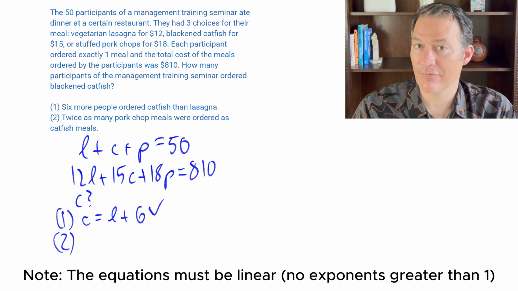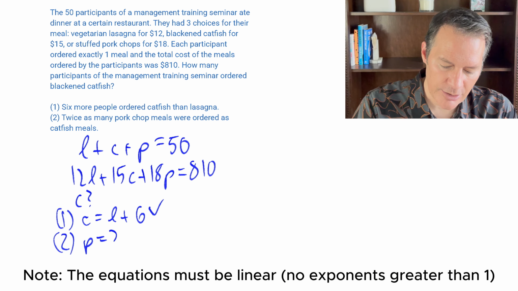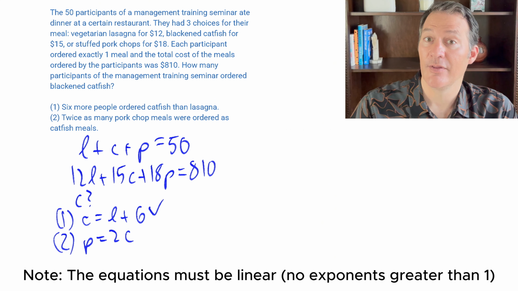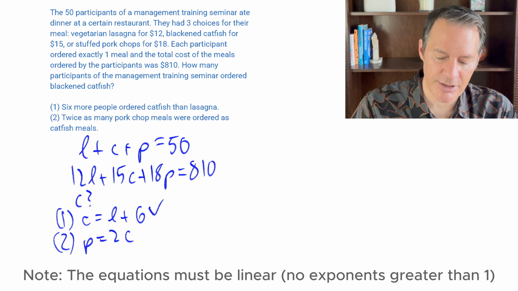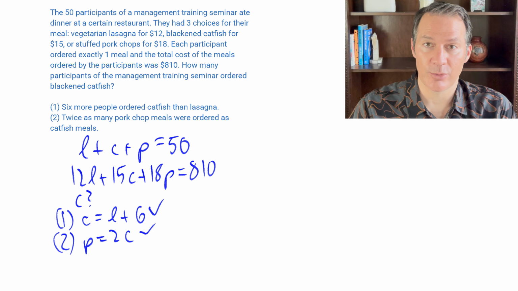We can do the same thing for statement 2. Twice as many pork chops as catfish, so pork chops equals twice the catfish. Again, three different equations, three variables. This is enough to solve. So statement 2 is also sufficient, and the answer is D. This is great because you can save that time for other questions.